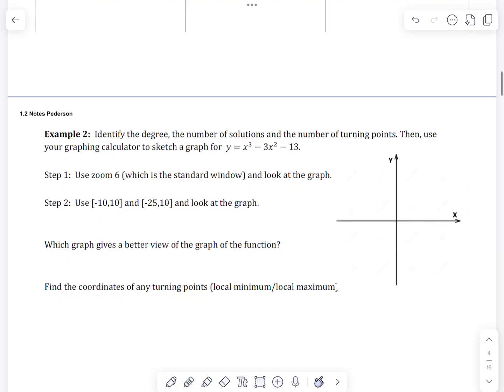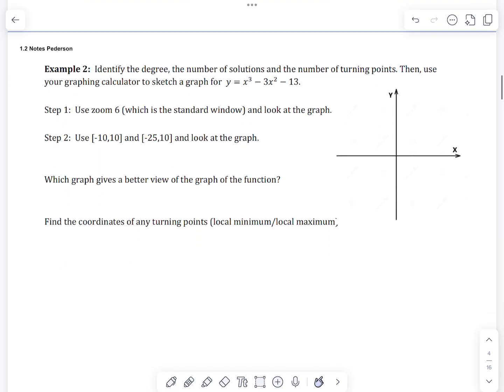All right. Example 2, identify the degree, the number of solutions, the number of turning points for this function. Step 1, you want to go ahead and use Zoom 6, which is the standard window, and look at the graph. So go ahead and type that into the calculator and then choose Zoom 6, the standard window.